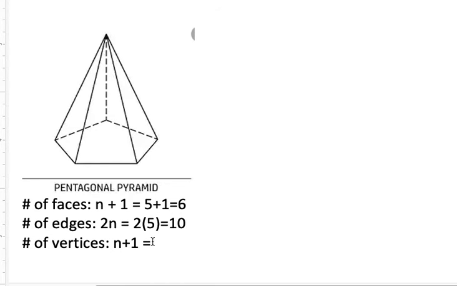Okay, finally, how many vertices? Let's see, there's 1, 2, 3, 4, 5 along the bottom, and then there's that one guy all by itself up top, right? So that fits with the formula n plus 1, 5 plus 1 is equal to 6.